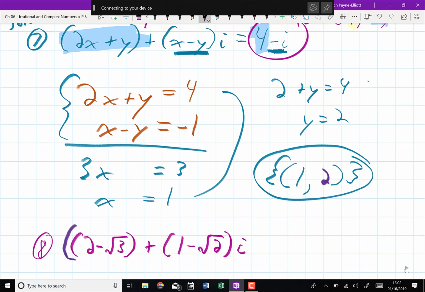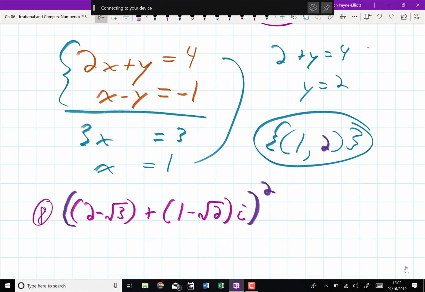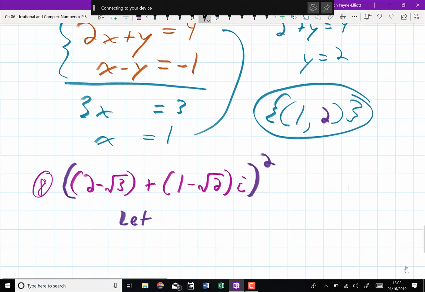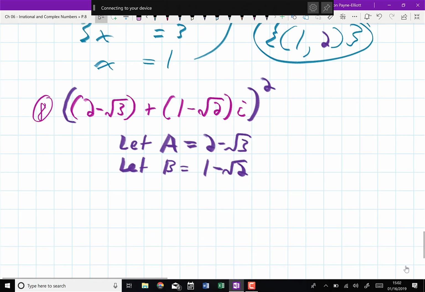But we're going to take this and we're going to square it. You can't distribute a square across addition and subtraction. Why don't we try a method that you guys have been using to make things just a little bit easier for a second? Why don't we let a equal 2 minus root 3, and we're going to let b equal 1 minus root 2. So what I get is (a plus bi) squared. And we can deal with that separately for a second.